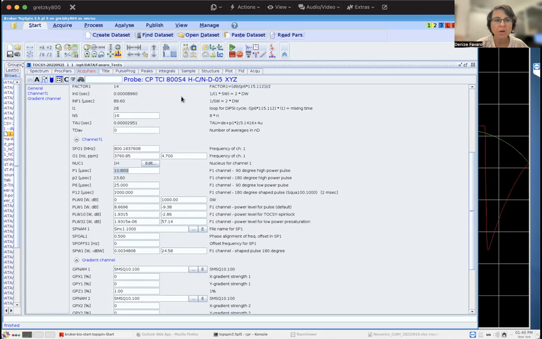So that's what I wanted to show you in this video. Remember to respect the number of scans for phase cycling, so multiples of 8 in this case.